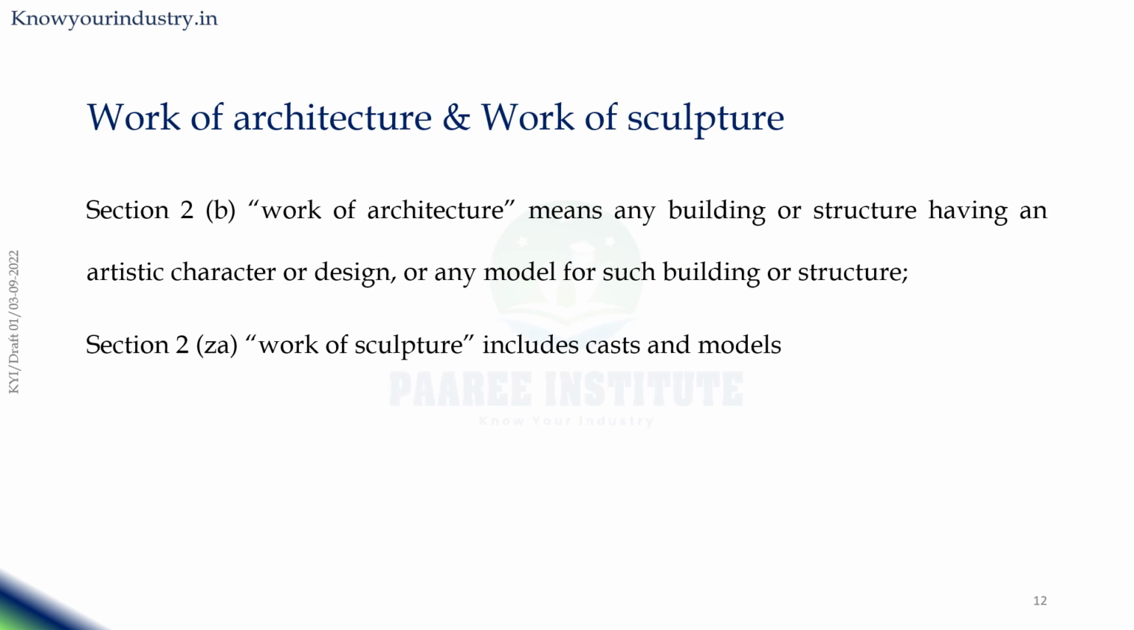Work of architecture, work of sculpture, they can also get copyright protection. Section 2(b) defines work of architecture: any building or structure having an artistic character or design, or any model for such building or structure, can get copyright protection. Section 2(za) defines work of sculpture, which includes cast and models.